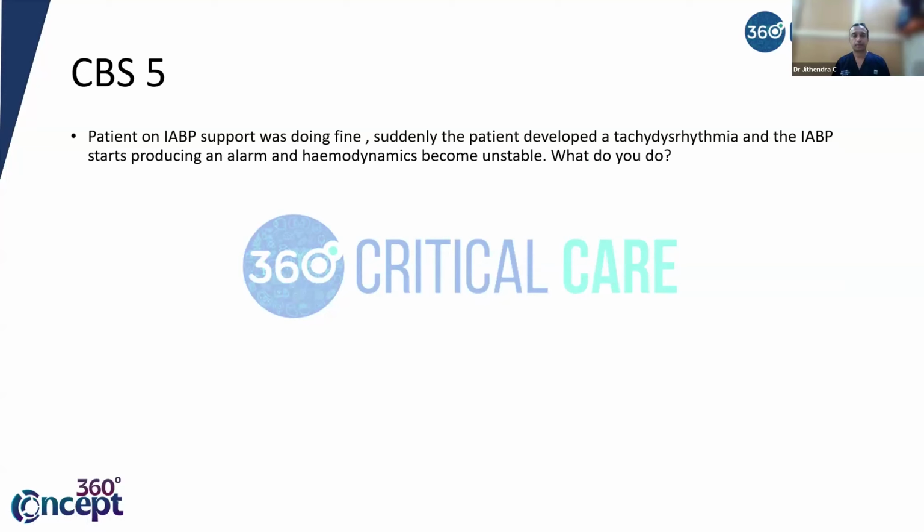Okay. Next comes the fifth question. Patient on IABP support was doing fine. Suddenly the patient developed tachydysrhythmia, some abnormal tachyrhythmia happens. The IABP starts producing an alarm and hemodynamics become unstable. So what do you do now? I've already discussed this in the theory part.